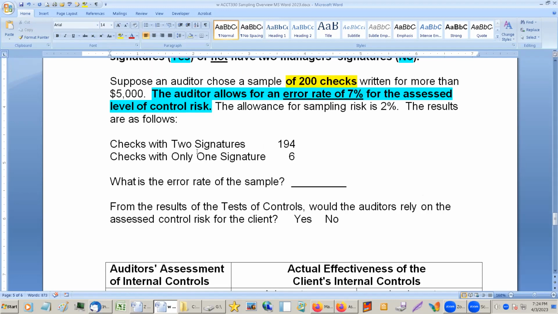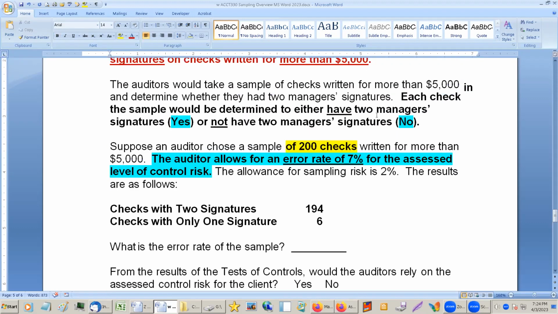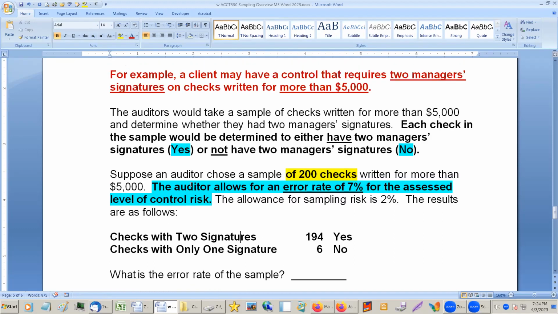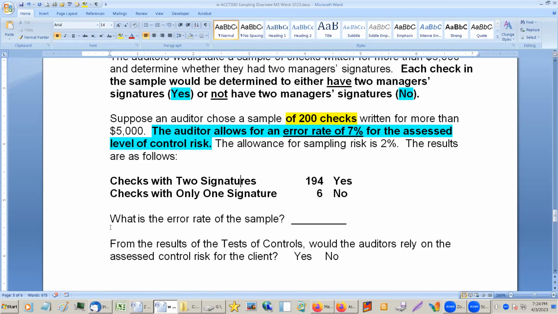Okay, so coming down here. We had 200 checks. So we look at our checks. 194 had two signatures. So of the 200 checks, 194 had two signatures. Checks with only one signature had 6. So what's the error rate? Of the 200 checks that we picked, 6 of them only had one signature. So what's the error rate going to be?